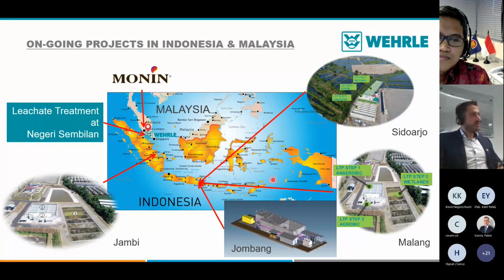For Indonesia, we already won 4 projects for leachate treatment plants. That was in the ERIC program, Emission Reduction in Cities program, which was financed by the KfW Bank. They are located in 4 cities: Jambi, Jombang, Malang, and Sidoarjo. There we are building biomembrane plants to treat their landfill leachate.